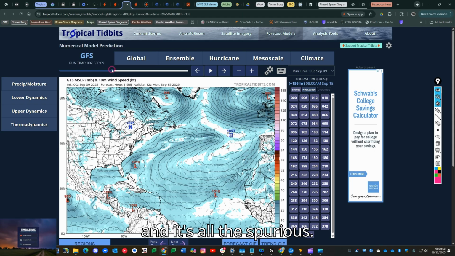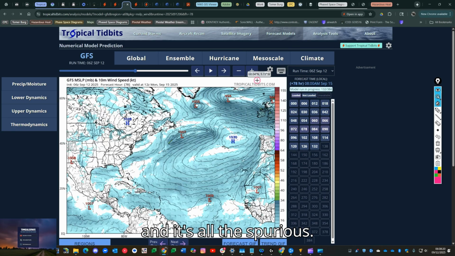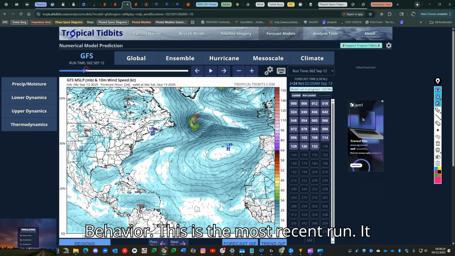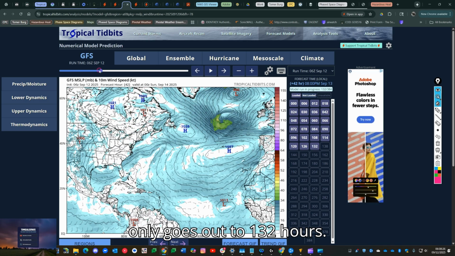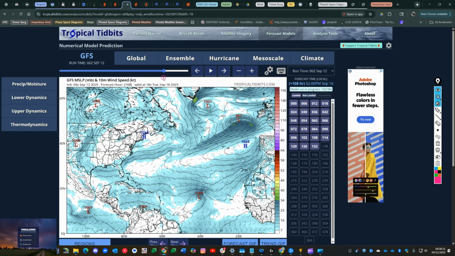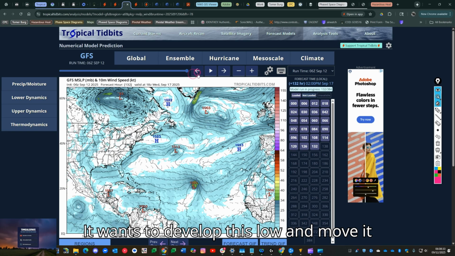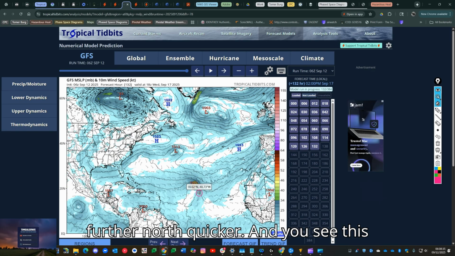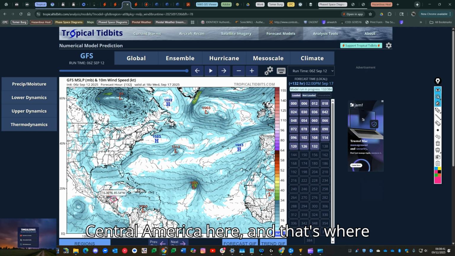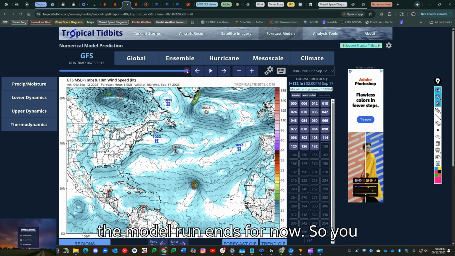GFS, and all its spurious behavior. This is the most recent run. It only goes out to 132 hours. It wants to develop this low and move it further north quicker. And you see this low off the coast of Central America here, and that's where the model run ends for now. So you've got a lot of time to watch this stuff.